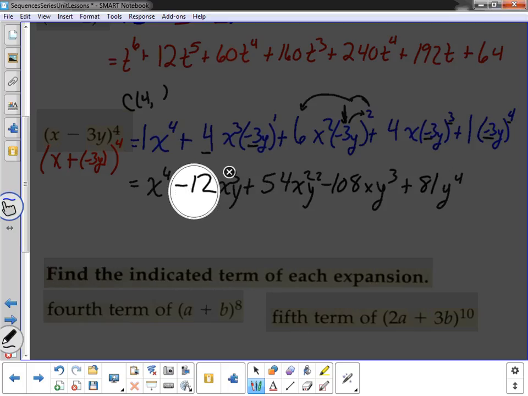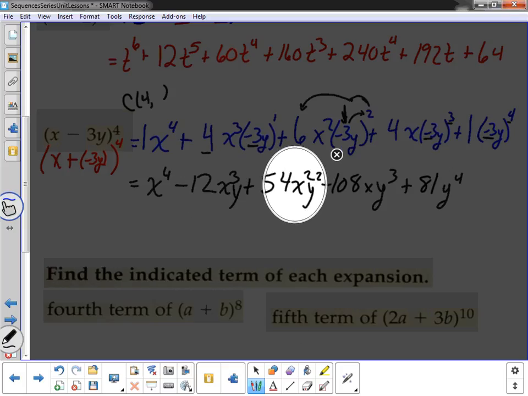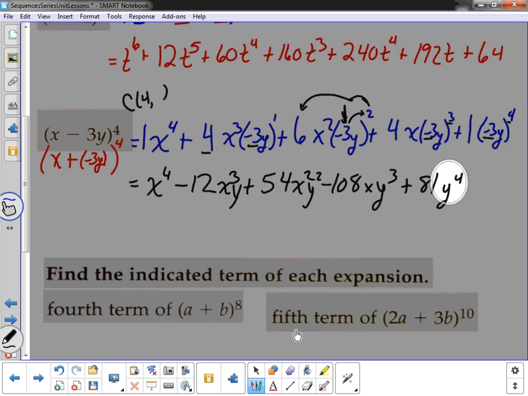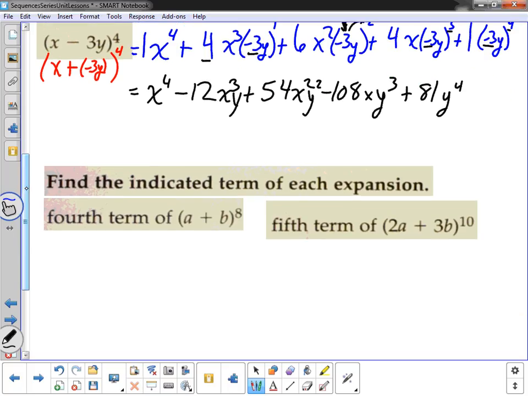Can I make this bigger? There we go. I had a y, and it was to the first power. The third term, the y was to the second. The fourth term, the y was to the third. The fifth term, the y is to the fourth. So notice the second variable, this one here, is always one less than what term I'm looking at. So if I'm looking for the fourth term, I want the b to be to the third power. And then I can have the a. And then I can have the coefficient out in front.